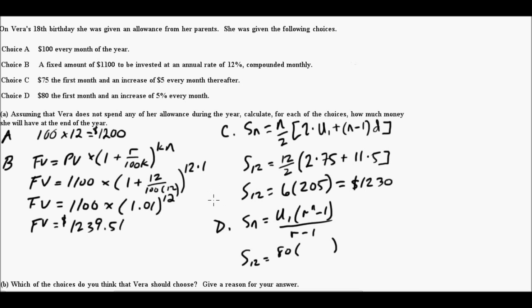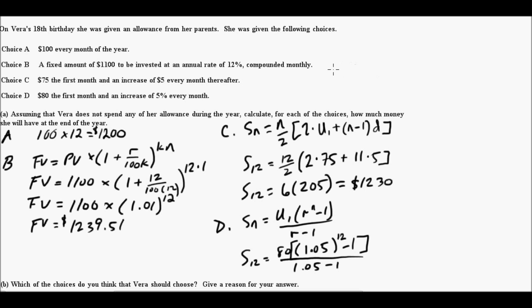What this is, if you actually put it into this formula here, the 1 plus 0.05, the ratio for this is going to be 1.05. Now, okay, 1.05, let me just put a bracket there, raised to the 12th power minus 1, all over 1.05 minus 1.